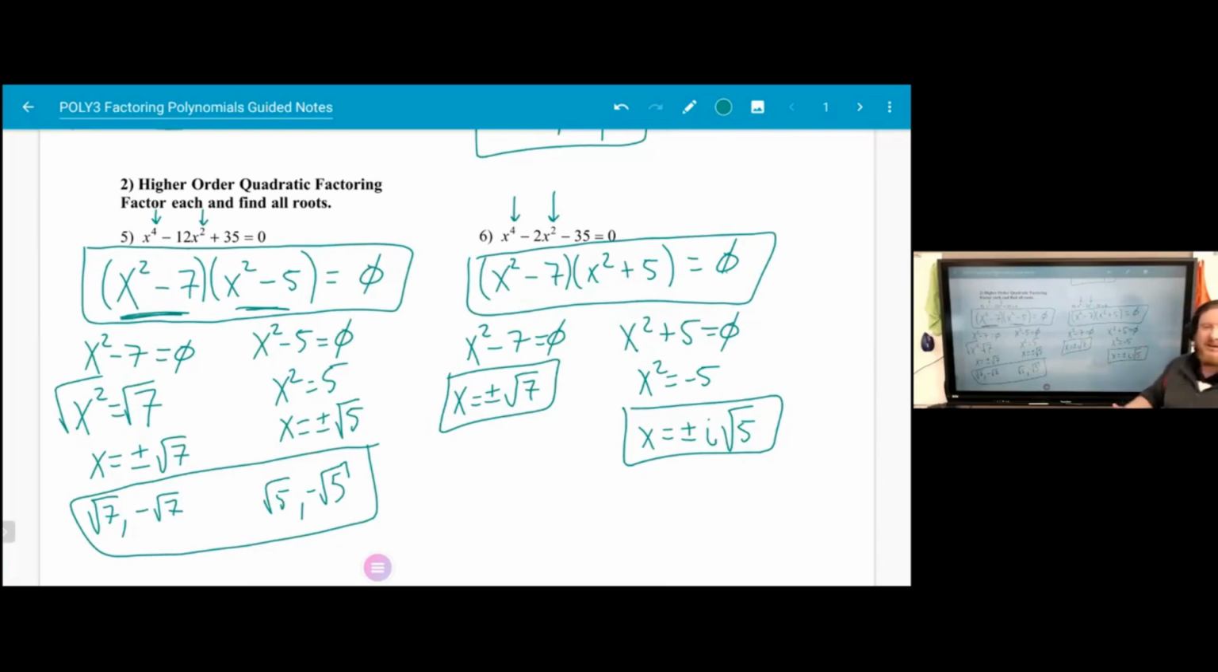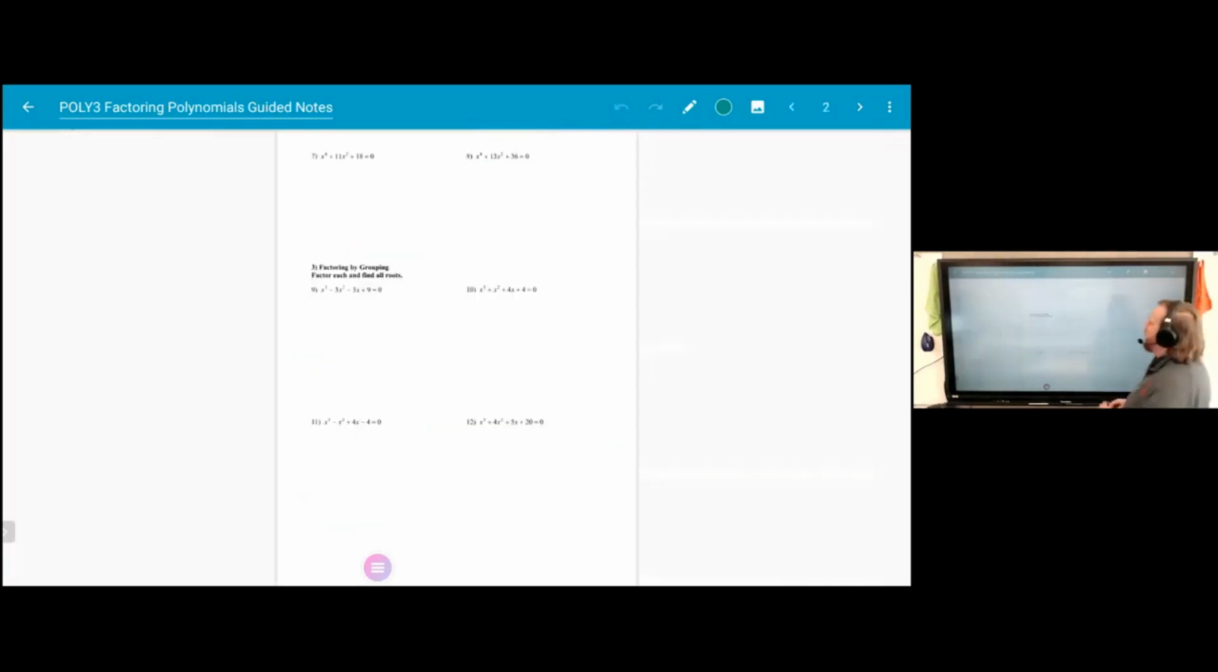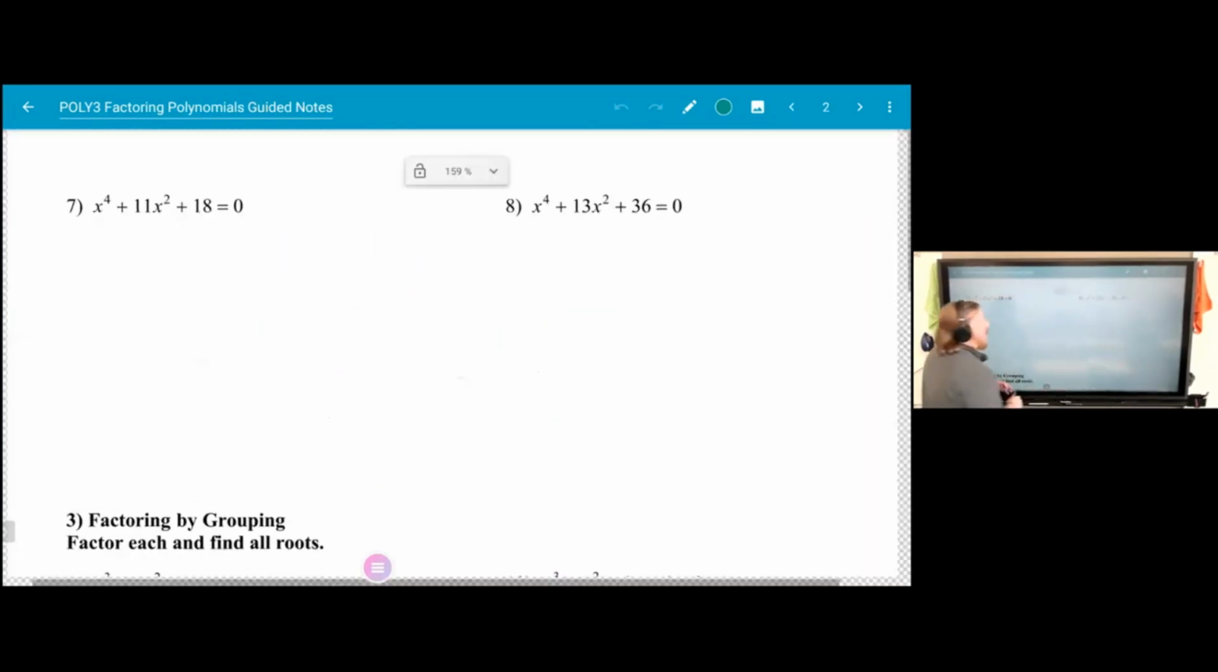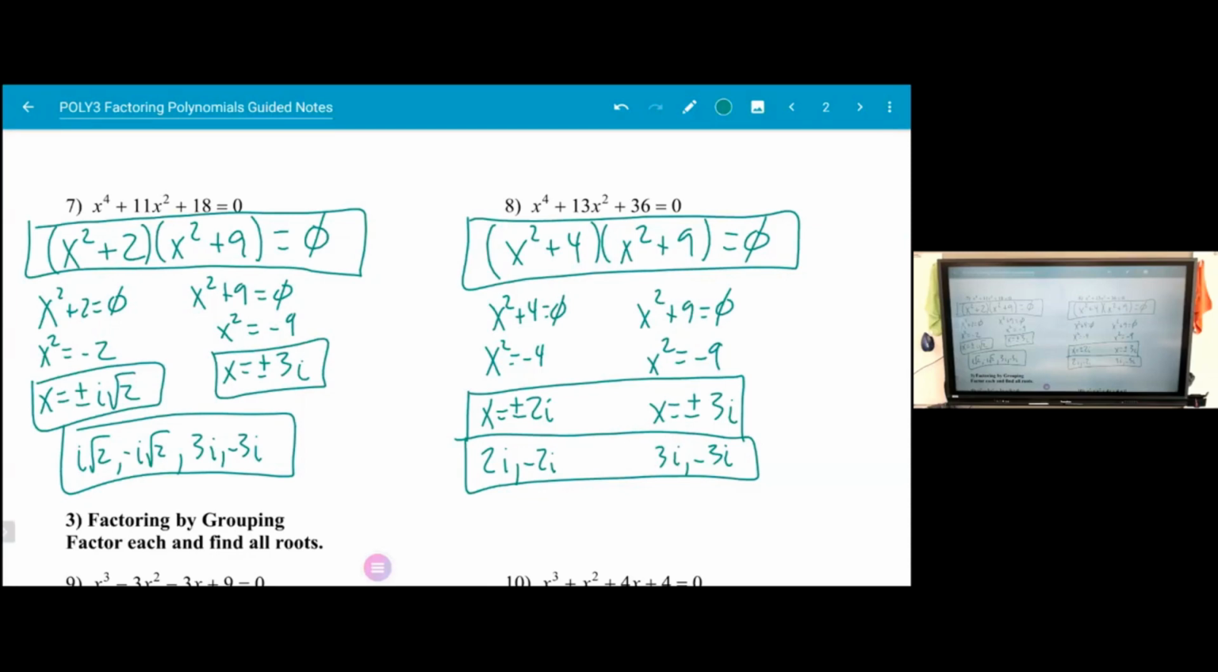Now it's your turn. Give these 2 a shot, numbers 7 and 8, using the same style that we've been doing. Give it a shot. All right, now that you're back, you should have number 7 and 8 done.